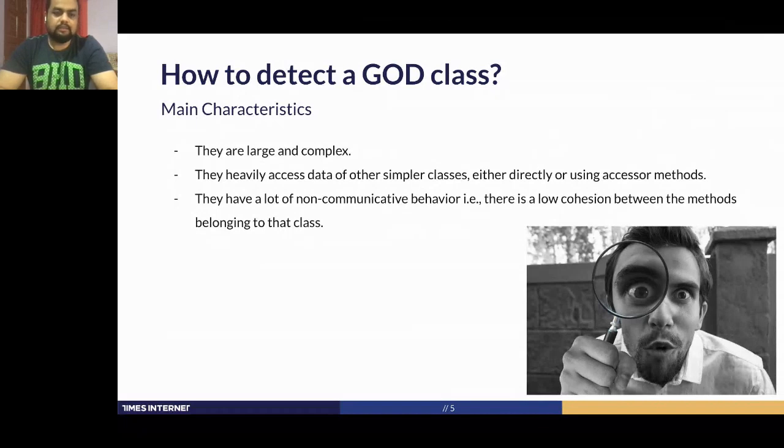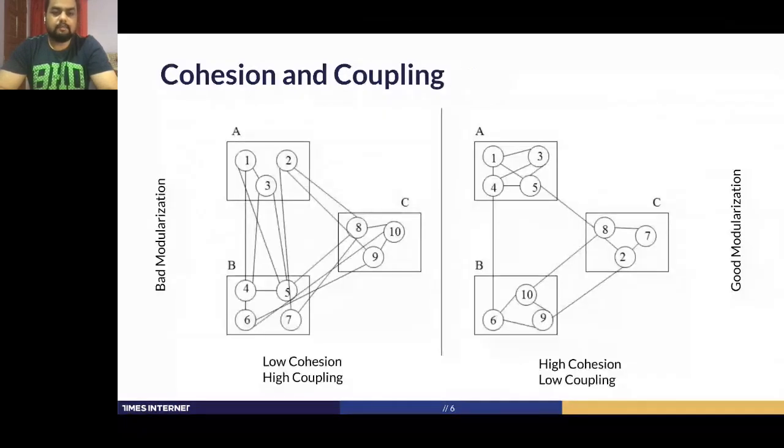So I think no need to explain cohesion and coupling, but what do we say about modularization? Often a low cohesive and highly coupled code is considered to be bad modularization, while high cohesion as well as low coupling is considered to be good modularization.